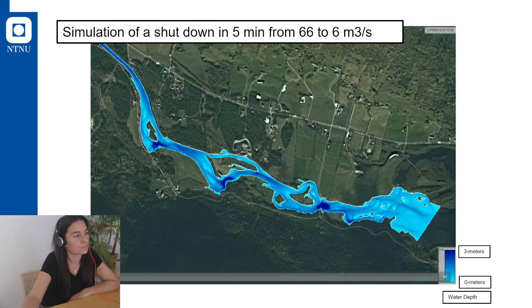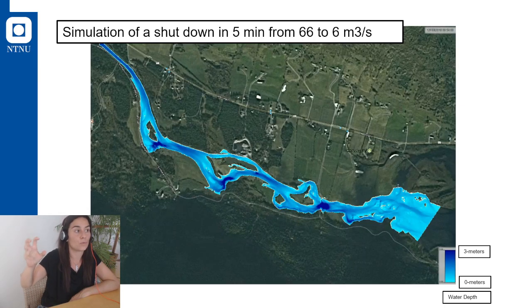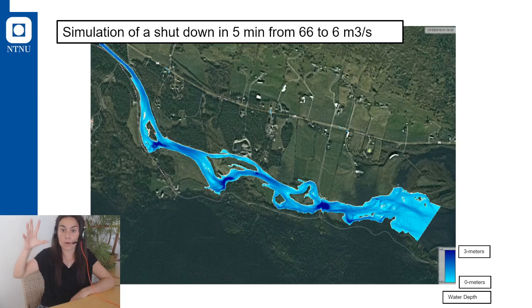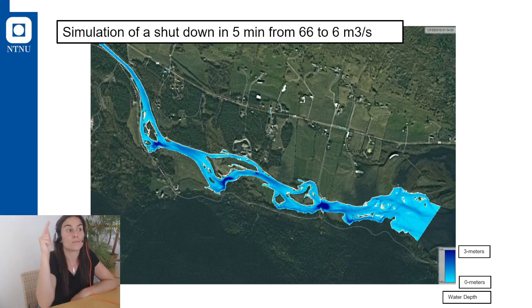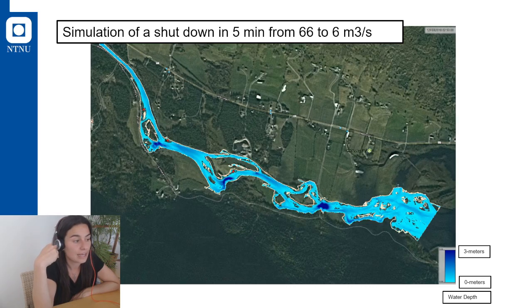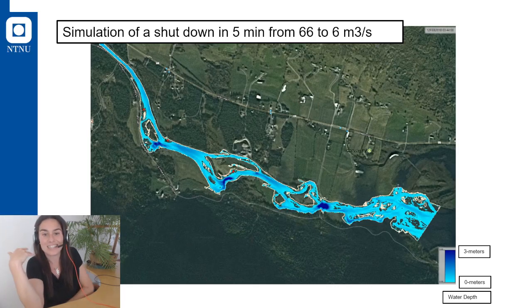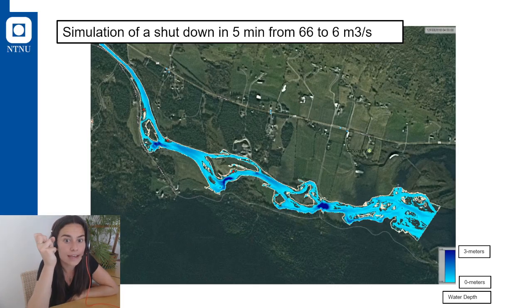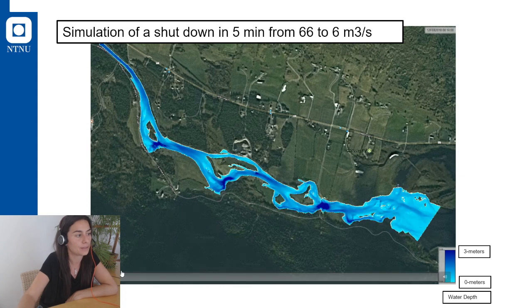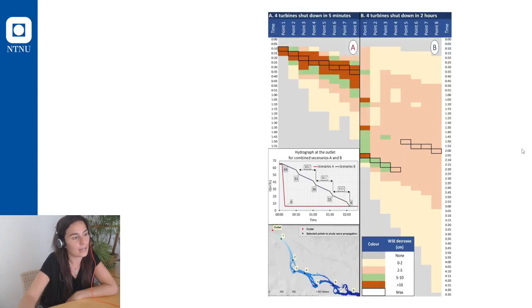Yes. This is an example of a shutdown scenario. That means this is a model where we shut down in 5 minutes. So the power plant shuts down from 66 cubic meters per second to 6 cubic meters per second. And from this model, we did several studies to study how rapid this happens. So we'll go to the next.